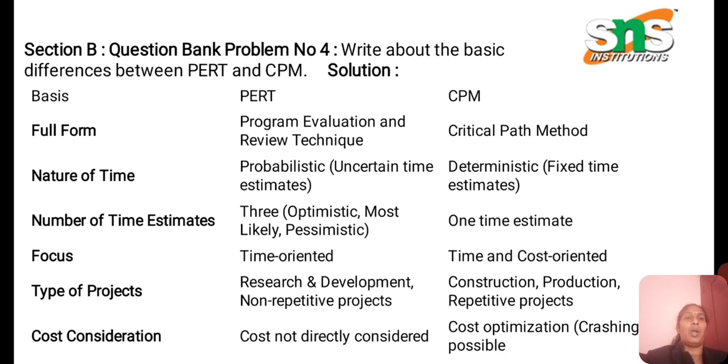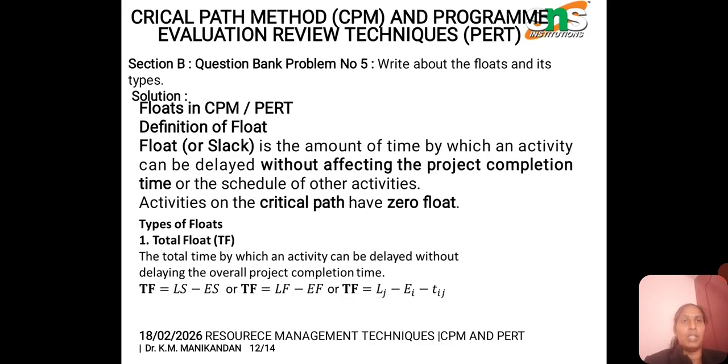PERT is probabilistic in nature. CPM is deterministic in nature. In PERT we have three time estimates, TO, TM and TP, involved. Here in CPM there is only one time estimate. PERT is time oriented, whereas CPM is cost oriented. The types of projects for PERT are usually research and development and non-repetitive projects. For CPM, we construct construction, production and repetitive projects. Regarding cost consideration, in PERT cost is not directly considered, whereas in CPM cost optimization and crashing are possible.